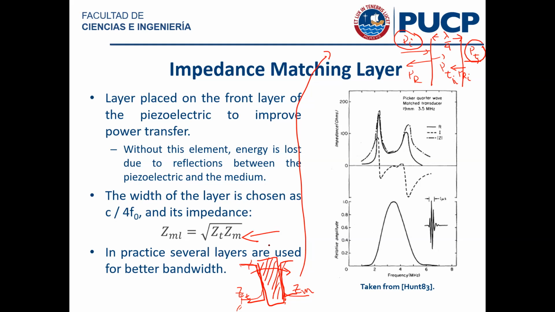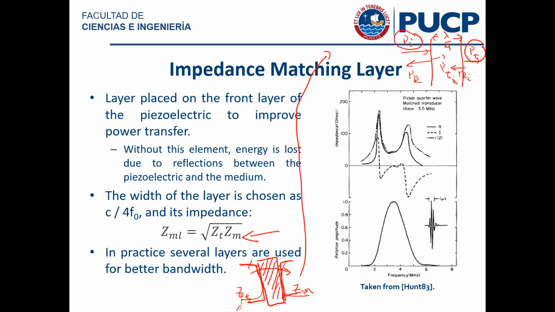So in the end, by using the matching layer and the backing material, we can ensure that most of the frequencies are covered when reading the signal.